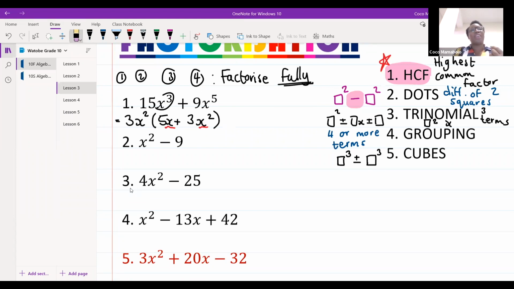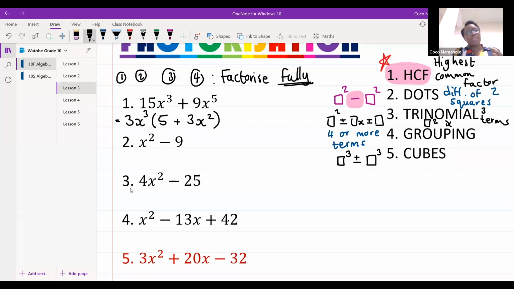So I can't take out x squared. I need to take out the variable with the lowest exponent, which in this case would be 3. So we always look for the one with the smallest exponent. But remember, guys, the bases need to look the same. So if this was x and this was y, then I can't take it out as a common factor. I can't take x cubed out as a common factor. They don't have the same base.